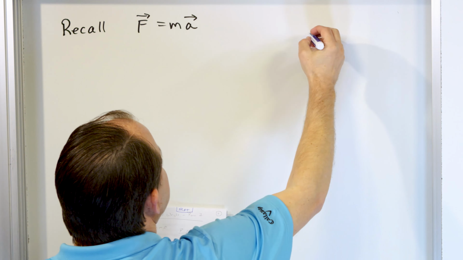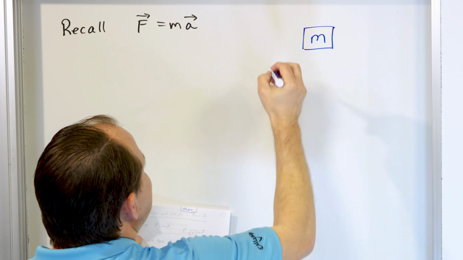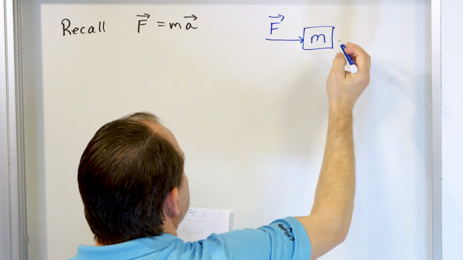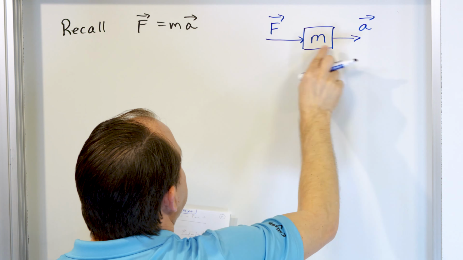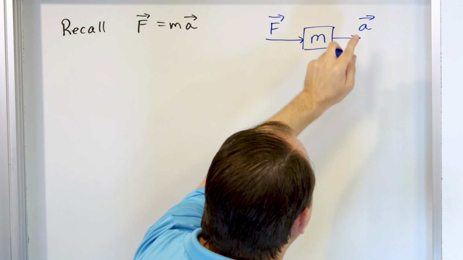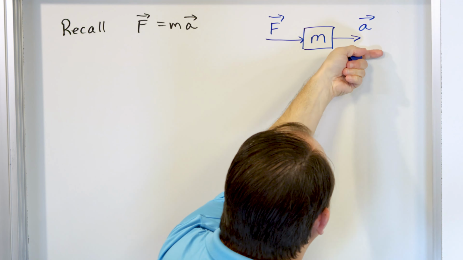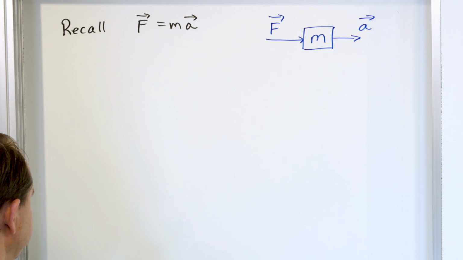Right? So just as a picture, if I have some object, any object, some block, mass m, and I push on it horizontally with some force, then some acceleration will be produced, and it has to be in the same direction as the force. That's because these are vectors, and so they have directions, and so the direction of the force always lines up with the direction of the acceleration that's produced by that force.